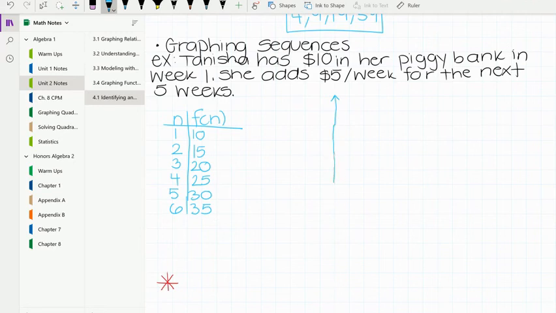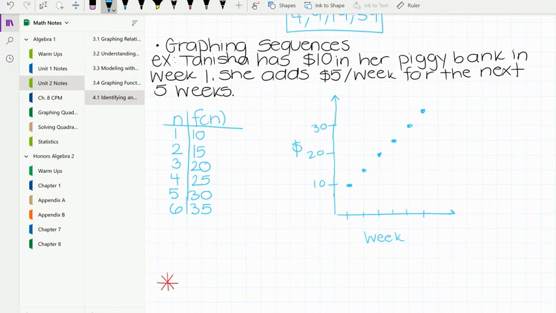20, 15, 10, 5. Okay, so the x-axis is going to represent the week number, and I'm just going to go by 1s. So this is your week. And then the y-axis is going to represent the dollar amount, the amount of money saved. And we're going to go ahead and plot those. So for week 1, $10, and week 2, 15, 3, 20, 4, 25, 5, 30, and 6, 35.